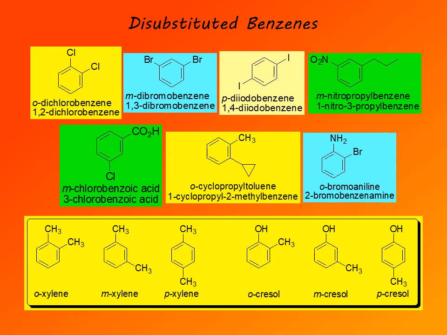Then there are some disubstituted benzenes that have names of their own. And again, you may want to memorize these, particularly xylenes. So dimethylbenzene is actually not named dimethylbenzene. It's also not named methyltoluene.